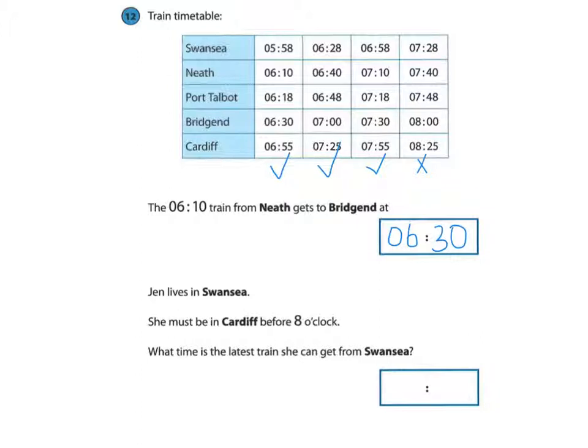If she wants to get into Cardiff before 8 o'clock on the latest train possible from Swansea, then she needs to catch the 6:58 from Swansea, which gets to Cardiff just before 8 o'clock at 7:55. So we write here 06:58.